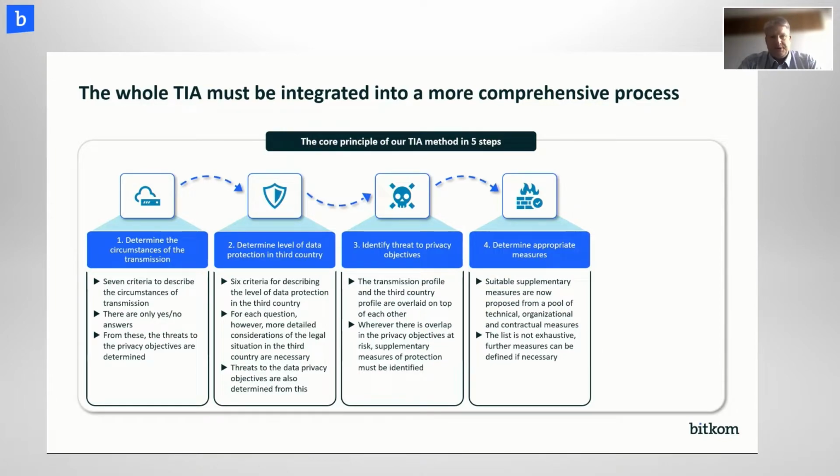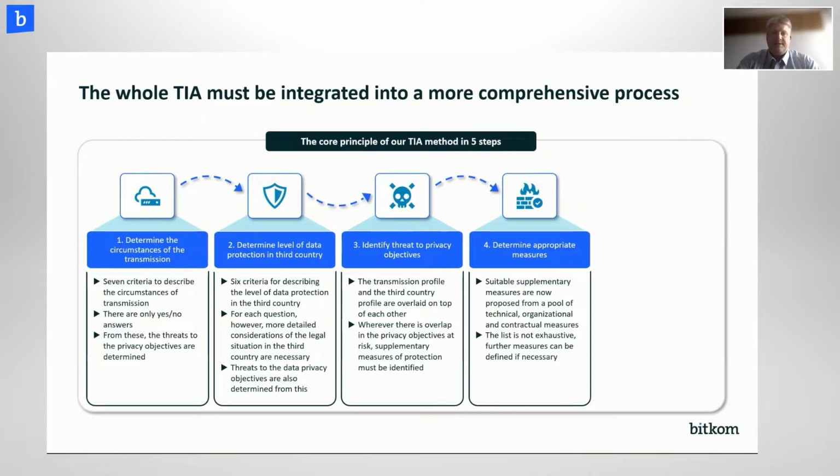When we're looking at the country profiles, of course, we're considering the question, can public authorities access personal data? And if so, under what circumstances can they access this data? Is there a lawful process to support such an access? Is there a lawful process for asserting rights against it? When that determination is made, we can then understand in more detail the threat to the privacy objectives.